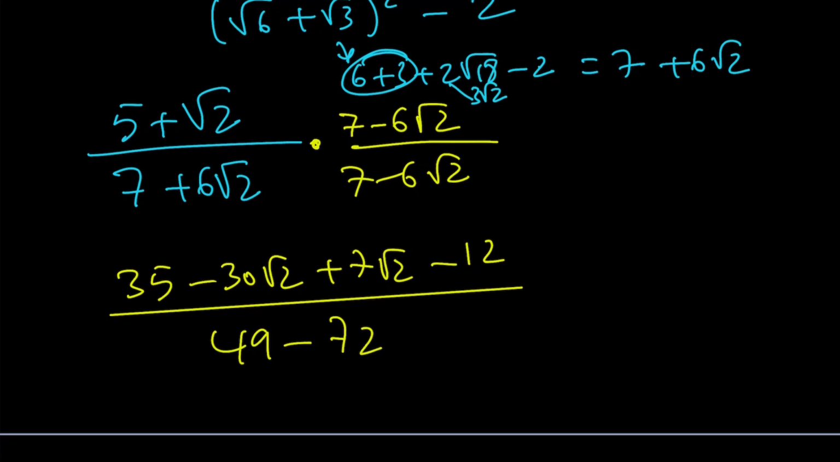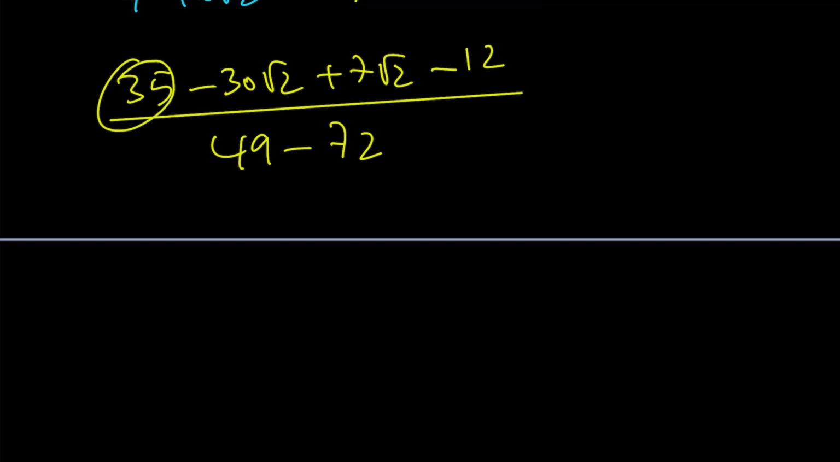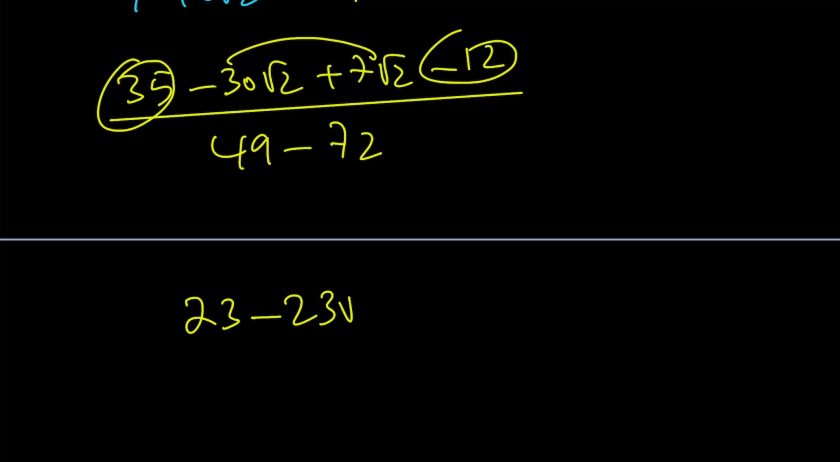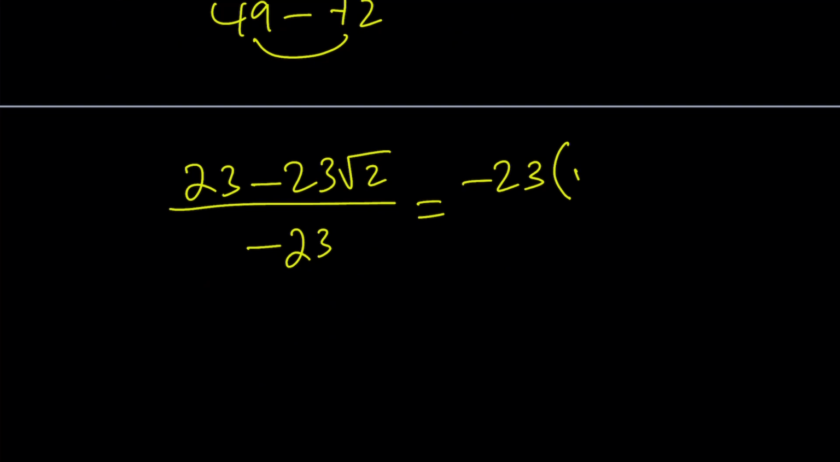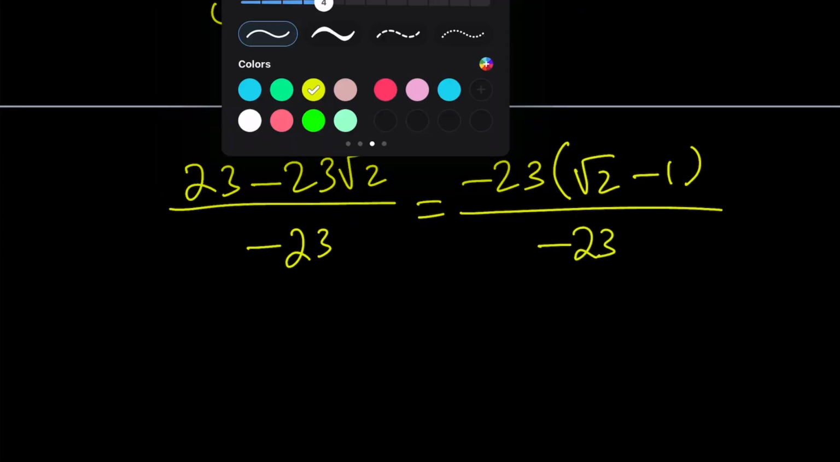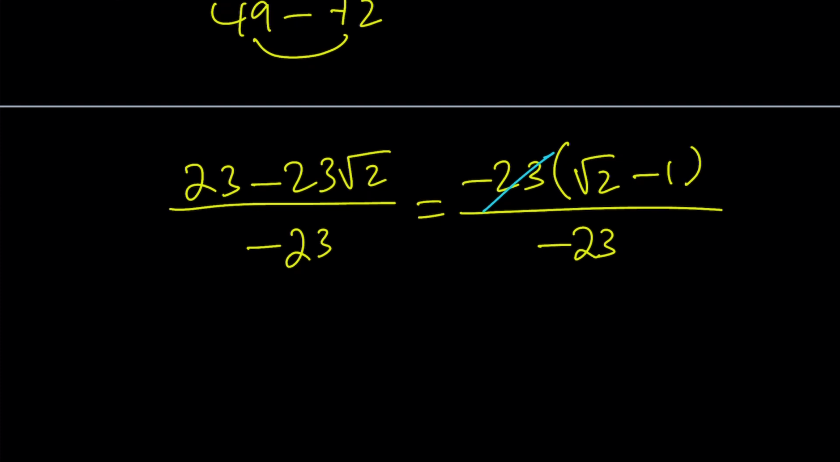Great, let's go ahead and simplify this. 35 minus 12 is 23, and this is minus 23 root 2. Does that tell you something? Yes, hopefully. And this is negative 23. Yay, everything checks out. Now let's take out a negative 23 factor. So that gives us root 2 minus 1 in the numerator. Yay, everything works. That's what is beautiful about math, because math is just awesome, don't you think? Everything cancels out pretty much except for the answer, and that is square root of 2 minus 1.